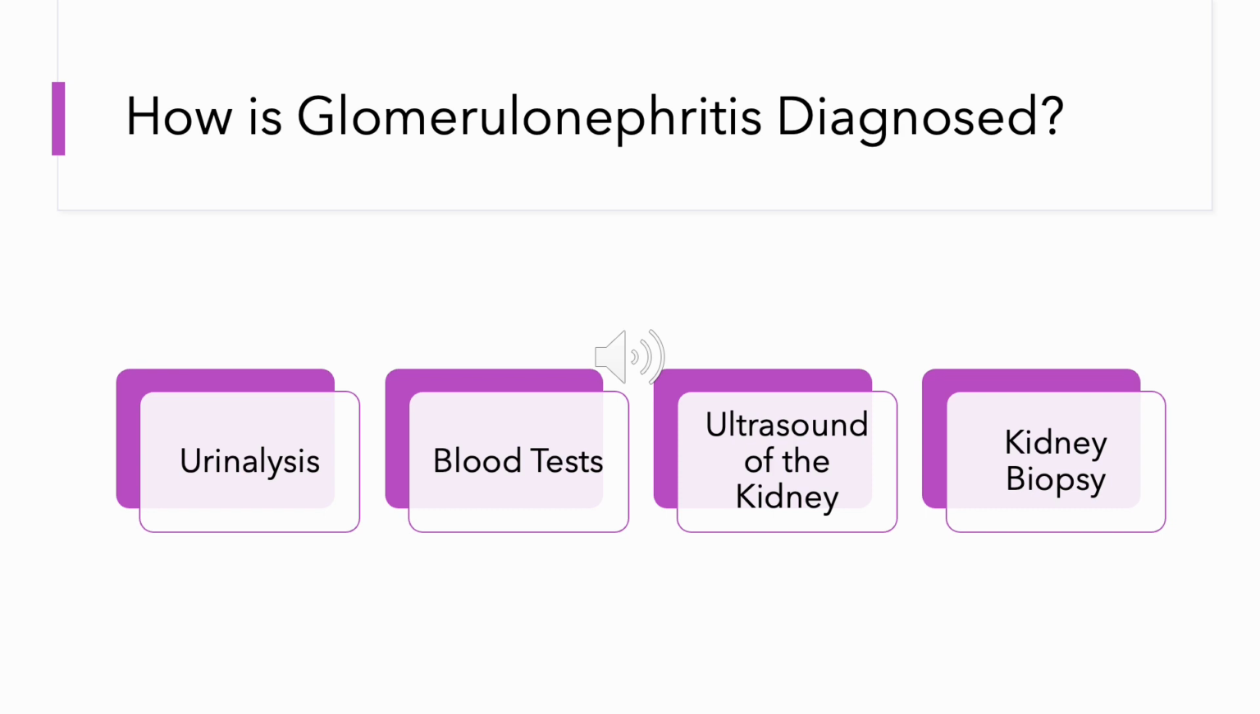This test uses high-frequency sound waves and a computer to make images of blood vessels, tissues, and organs. It's done to see whether the size or shape of the kidney is abnormal. Ultrasounds are used to view organs as they work and to check blood flow through the blood vessels, as well as a kidney biopsy. In this test, tissue samples are removed from the kidney and checked under a microscope.